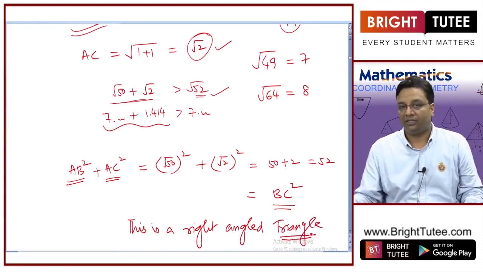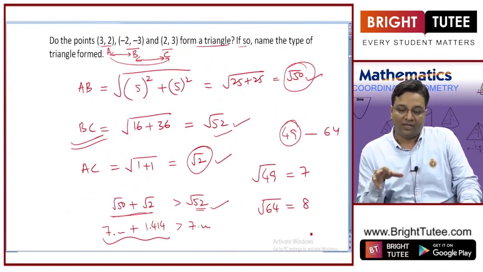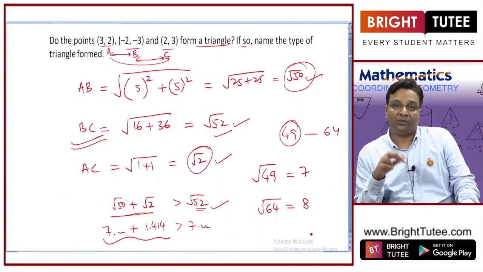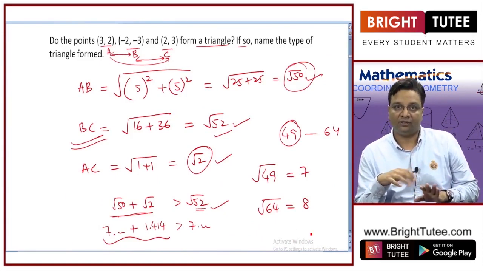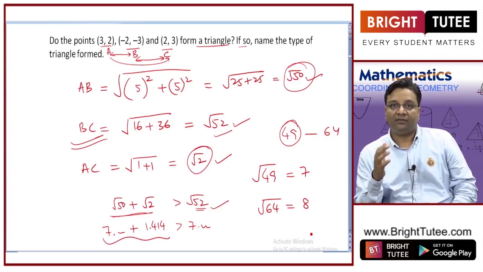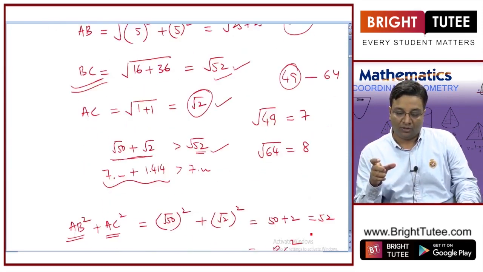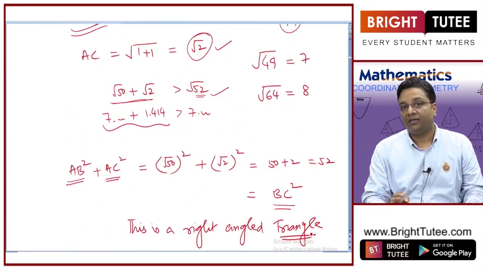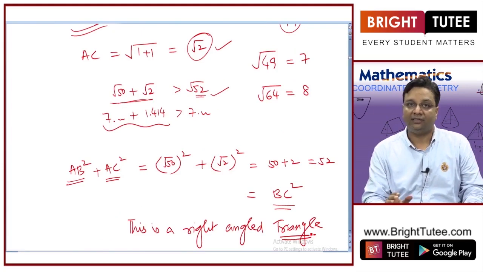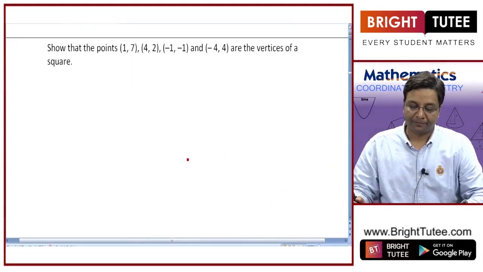Right? So this is how we will comment on what kind of triangle this is. First of all, we need to find that sum of any 2 sides is greater than the third side to form a triangle. So now this forms a triangle, and then to find what type of triangle it is, we saw that the sum of squares of 2 sides is equal to the square of the third side. Hence we can say that this is a right angle triangle.